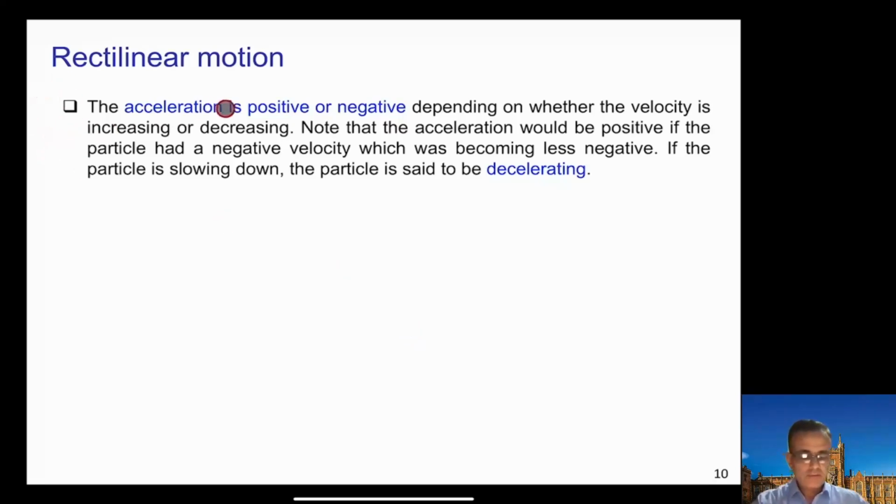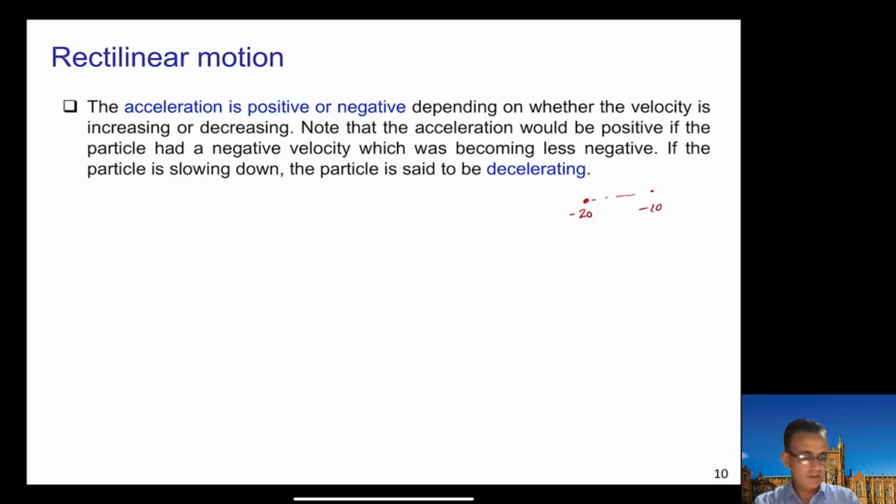Okay, so now the acceleration is positive or negative, depending on whether the velocity is increasing or decreasing. So note that the acceleration would be positive if the particle had a negative velocity which has become less negative. So this means that if the particle's initial velocity is minus 20 and then becomes minus 10.